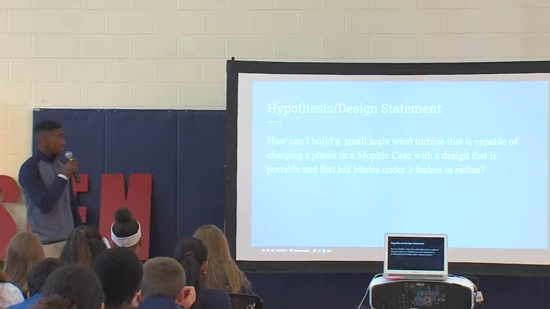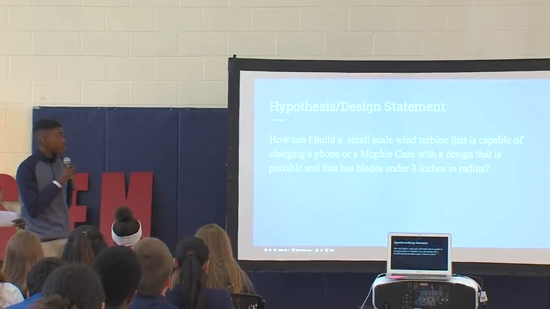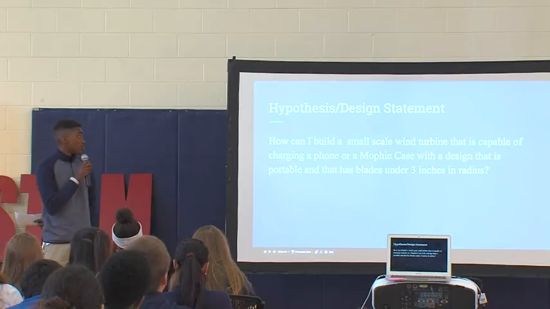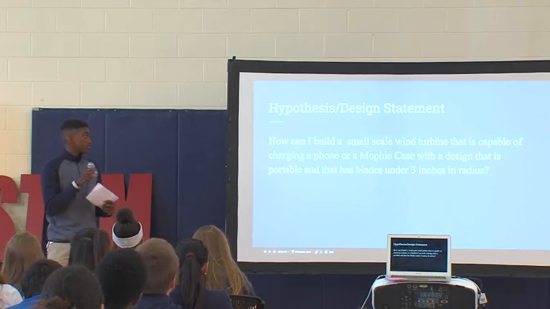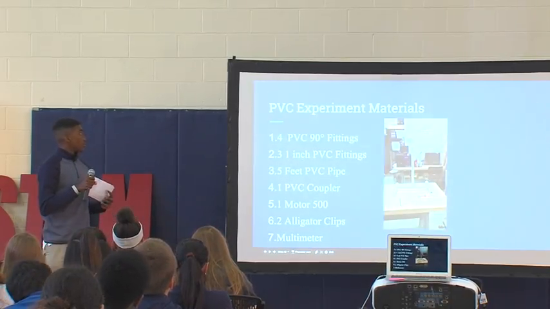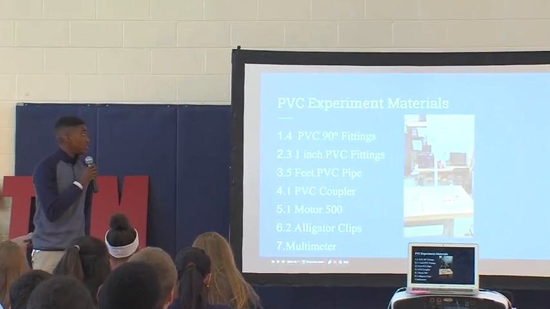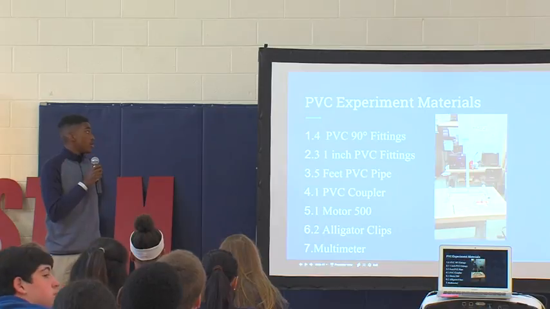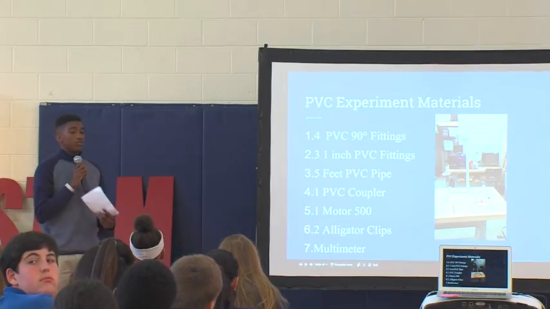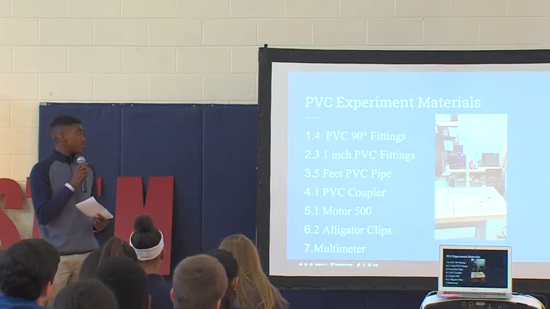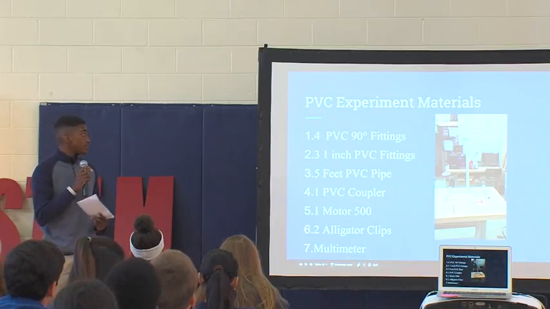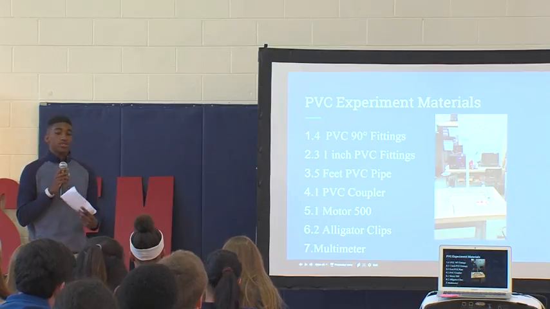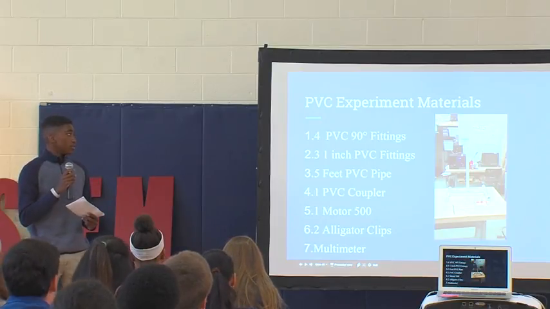So my hypothesis in the design statement was: how can I build a small-scale wind turbine that's capable of charging a phone or a case with a design that's portable and has blades? The first thing I did was build a PVC wind turbine, which you see in the back. With this, I printed 3D blades, and I tested each blade twice for a total of 10 minutes. At each minute increment, I looked at how much voltage was being produced over the time period.